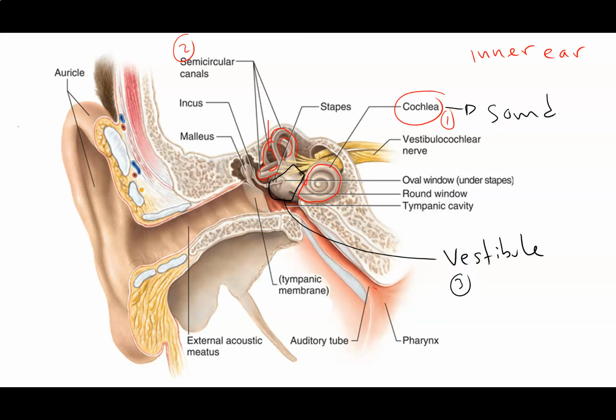Okay. The sensory information that's collected by the inner ear travels to the brain through the vestibulocochlear nerve, which in the old days was called the auditory nerve. Okay.